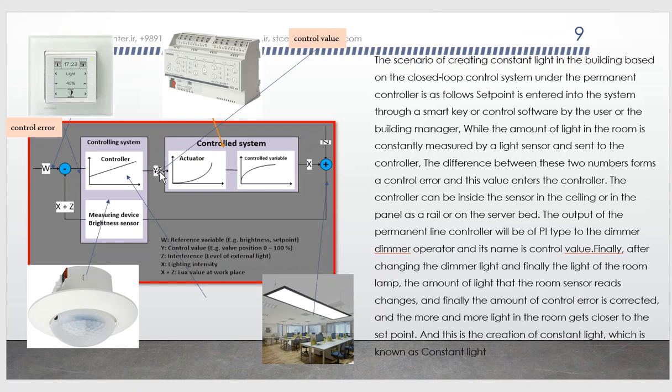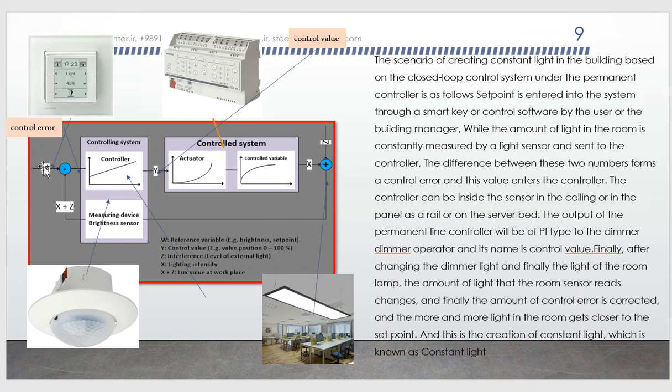This control value is going to the actuator and system, like a lamp and so on. Okay, so this is the actuator. This actuator can be a dimmer actuator, a Dali gateway, a Dali actuator, a 1 to 10 volt DC dimmer actuator, and so on. And then it affects the amount of light in the room and tries to change it automatically.